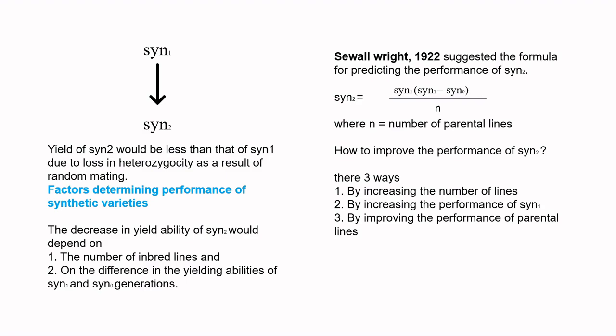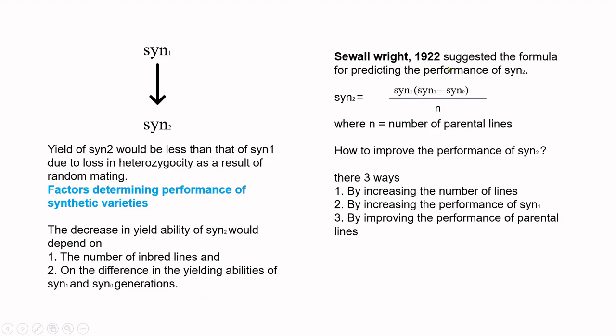Coming to two generations, synthetic 1 and 2, these are the generations developed in the second cycle of synthetic variety. This synthetic 2 generation usually lacks in performance compared to synthetic 1, usually because of heterozygosity as a result of random mating, which is allowed in the crossing blocks. Some of the factors which determine the performance of a synthetic variety are the number of inbred lines involved and the differences in the yielding ability of synthetic 1 and the base parents.